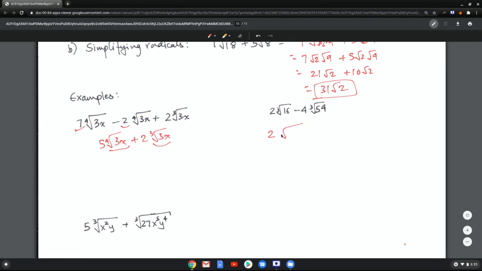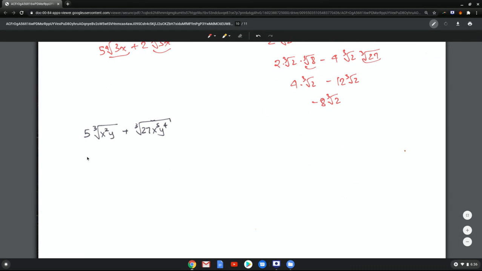Cube root of 16, this is cube root of 2 times 8 minus 4 cube root of 2 times 27. This becomes 2 cube root of 2 cube root of 8 minus 4 cube root of 2 cube root of 27. And cube root of 8 is 2, so this is 4 cube root of 2 minus cube root of 27 is 3, 12 cube root of 2, which gives me negative 8 cube root of 2.